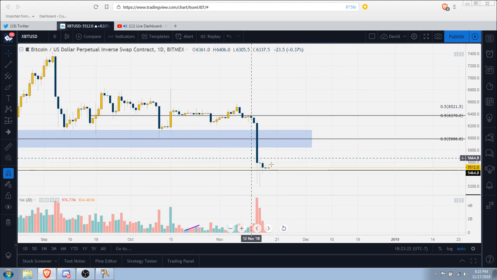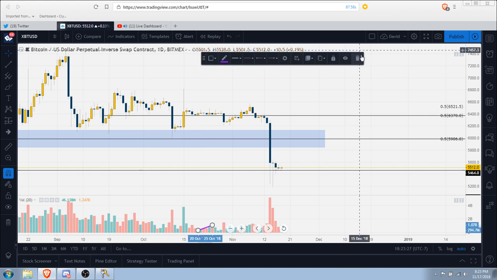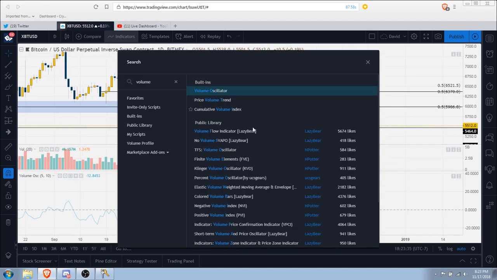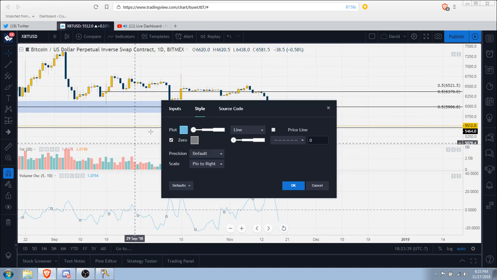Alright, so that's kind of how you would use volume. Now, the other indicator I'm going to show you is just a little bit easier to visualize for some people, and that is the volume oscillator. There we go. So I'm going to go ahead and add that, and change the color so you guys can see it a bit better.